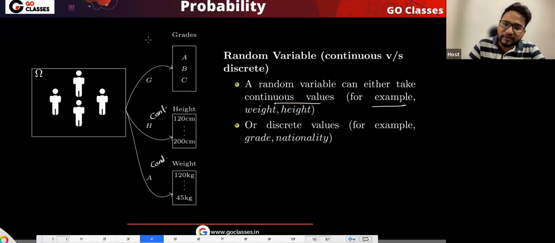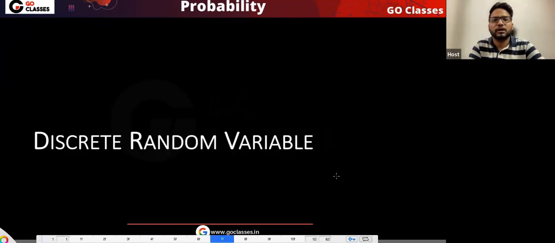And since it takes finite values, that's why I will say this is a discrete random variable. So discrete random variables and continuous random variables are the two types of random variables. So let's start with discrete random variables in more detail.